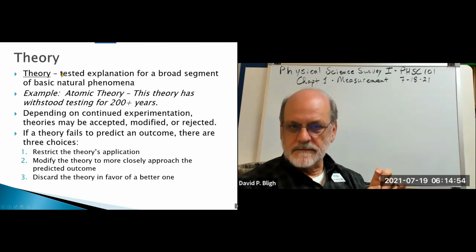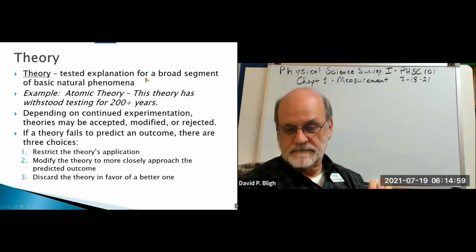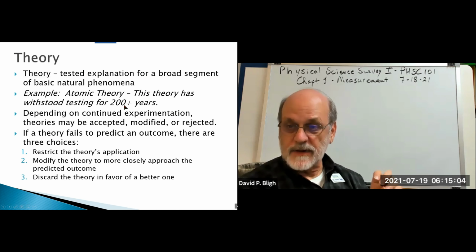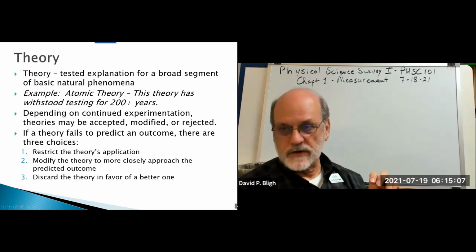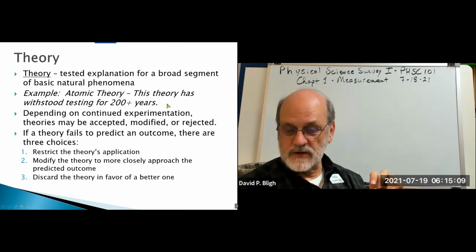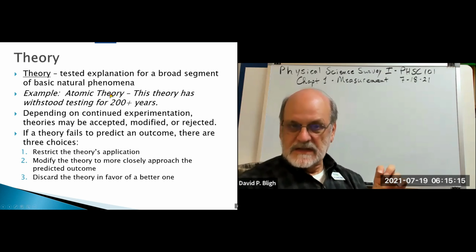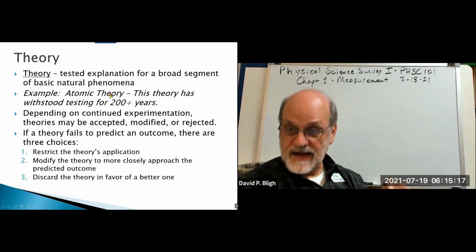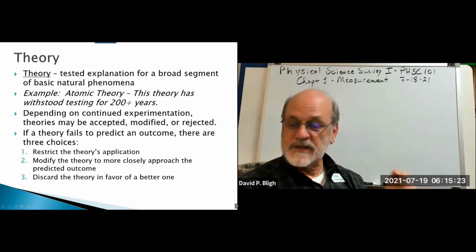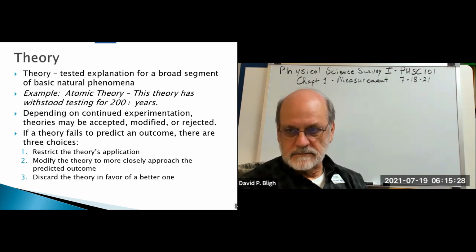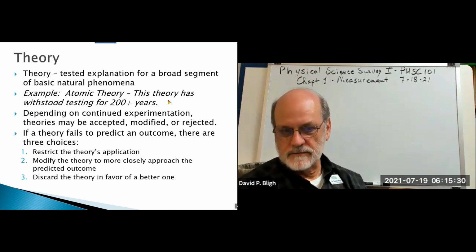So that's what a theory is. It's an explanation for why something happens. An example of that is the atomic theory. And the atomic theory has held up for over 200 years. It was proposed by John Dalton, and we'll cover that in the second semester. But this is a valid theory that is fairly solid, because it's been tested over and over and over again, and it's held up over 200 plus years.